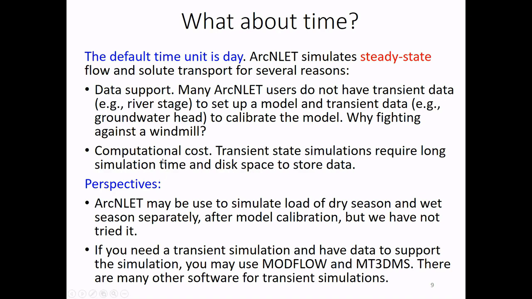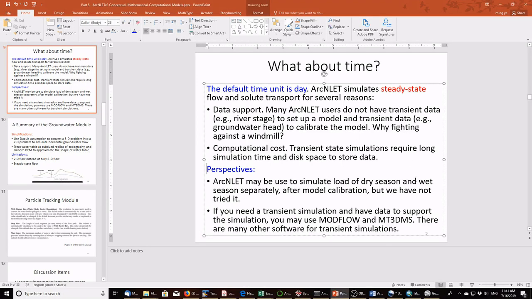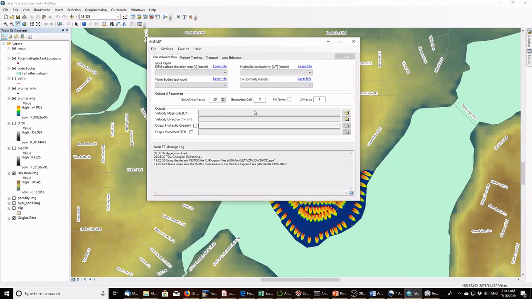And the other reason for assuming steady state is computational cost. For a steady state simulation, you assume everything is the same every day, but for a transient simulation, you have to simulate everything for a day and then for every day. That's going to take a lot of computational time and space for storing data. And so in ArcNLET you need to specify a time unit, or pay attention to the time unit at several places.